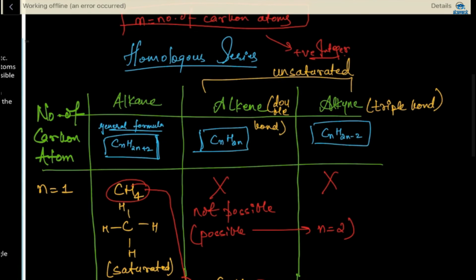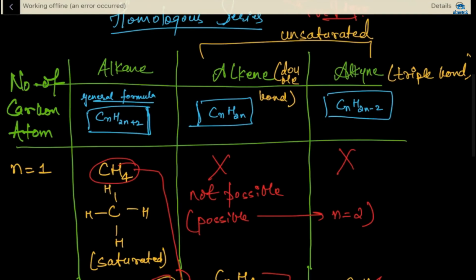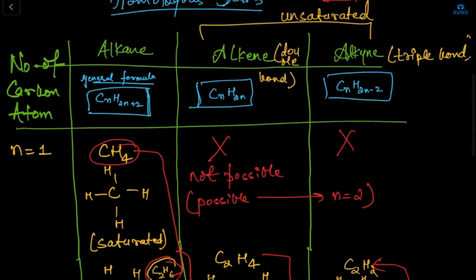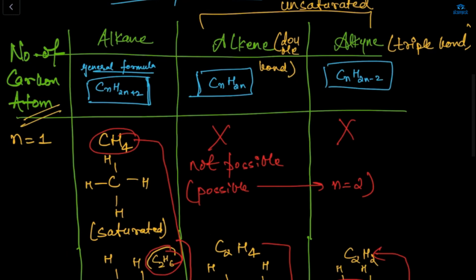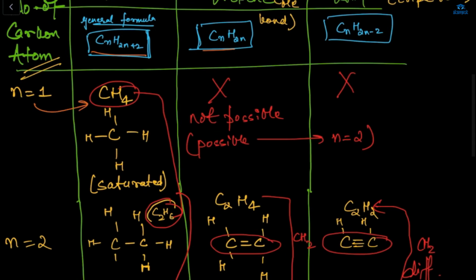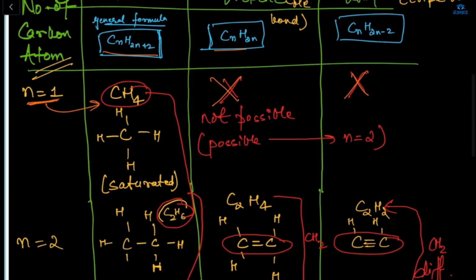What is a homologous series? So this is the table where I am writing all the numbers of carbon atoms. This is alkane, this is alkene, and this is alkyne. We all know the formulas CnH2n+2, CnH2n, and CnH2n-2. If I'm taking n equal to 1, it will be CH4, simple, and this is your saturated. But for alkene and alkyne, n equal to 1 is not possible. Why? Because if we take n equal to 2, then it's possible. Now let me take n equal to 2.